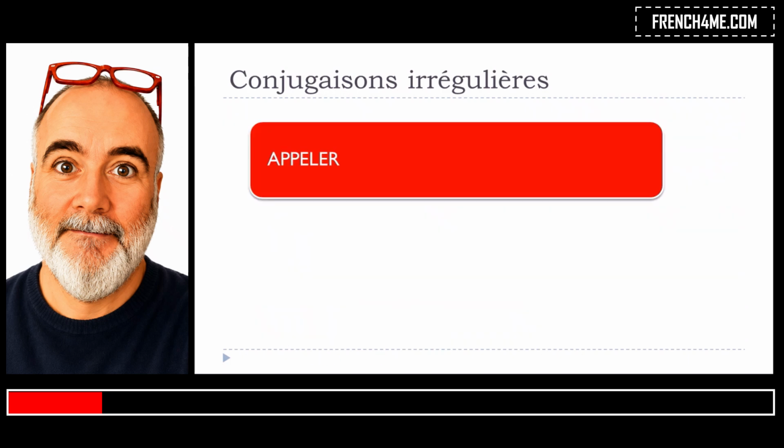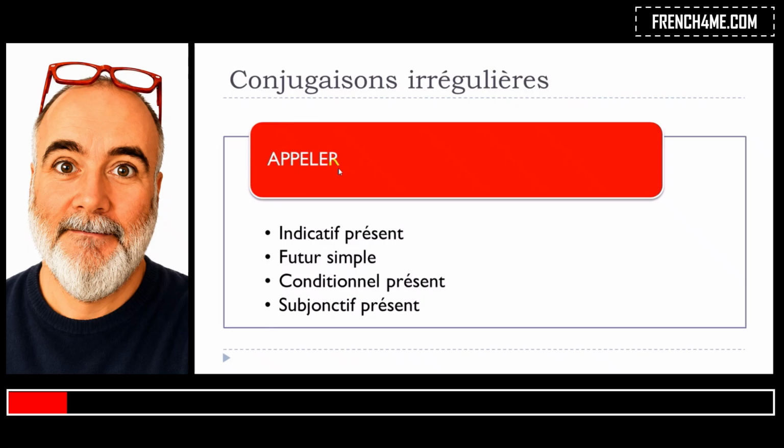So remember that all the verbs that belong to this family of the verb appeler, so appeler, s'appeler, rappeler, se rappeler, interpeller as well, will follow the rule for the endings, of course, but they will have some modifications, and as we saw, it concerns l'indicatif présent, le futur simple, le conditionnel présent, and then le subjonctif présent.